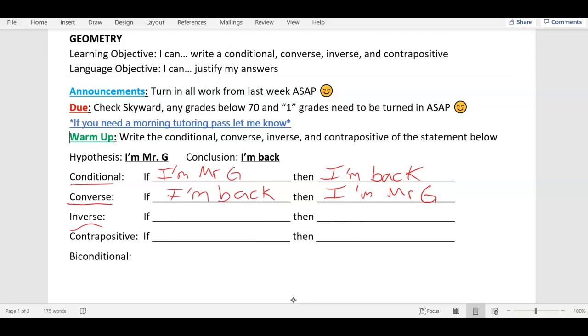Here's the deal. If I'm Mr. G, what's the opposite of being Mr. G? You don't have to say students or everyone else besides Mr. G. You just say, if I'm not Mr. G. Just throwing a not in there makes it opposite. So for inverse: if I'm not Mr. G. I'm underlining the not so you make sure you know it's there. And then what's the opposite of I'm back? I'm not back. So, if I'm not Mr. G, then I'm not back.